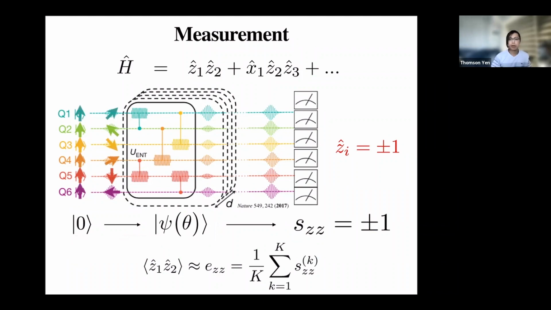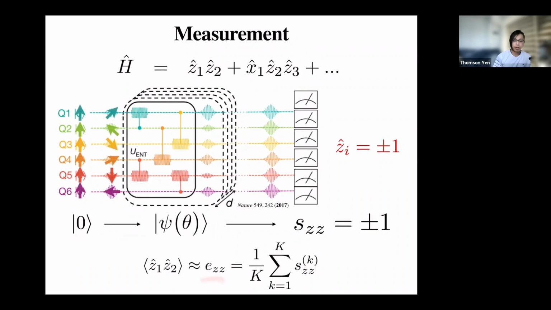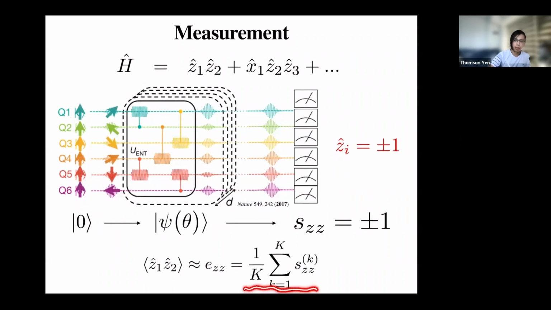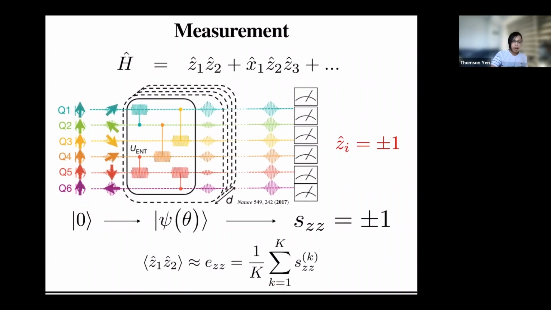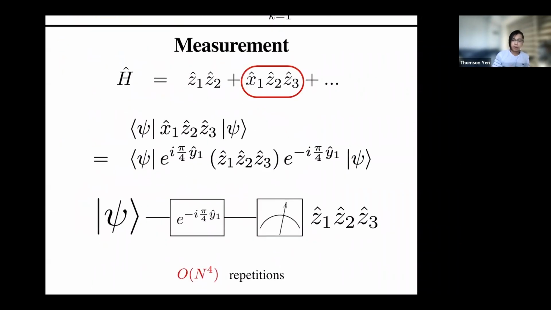And the way you get your expectation value is by defining this estimator for Z1 Z2. What you do is average over a bunch of samples. So say you obtain K samples, you average over them, and that's your estimate of the expectation value. So that was the first term.